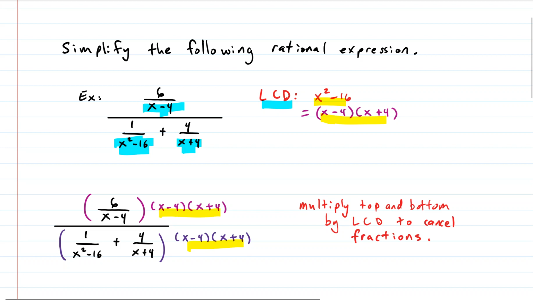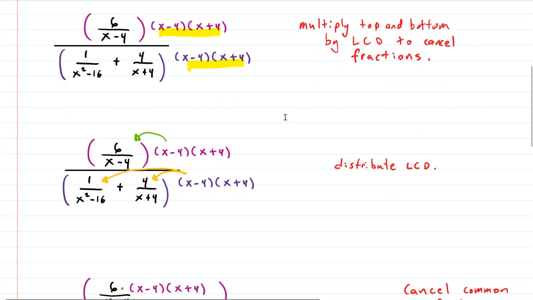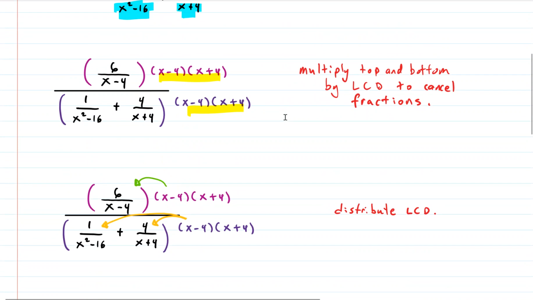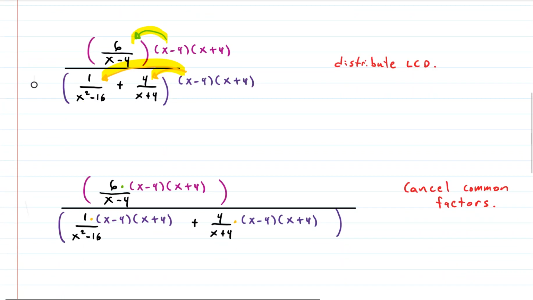So we do it. We will need to distribute that LCD into each of the terms in the top and in the bottom. So we do that. You can see that we have the LCD multiplied by the top here. You can see the 6 is multiplied by that. And now that we have one big product, we can actually cancel stuff.